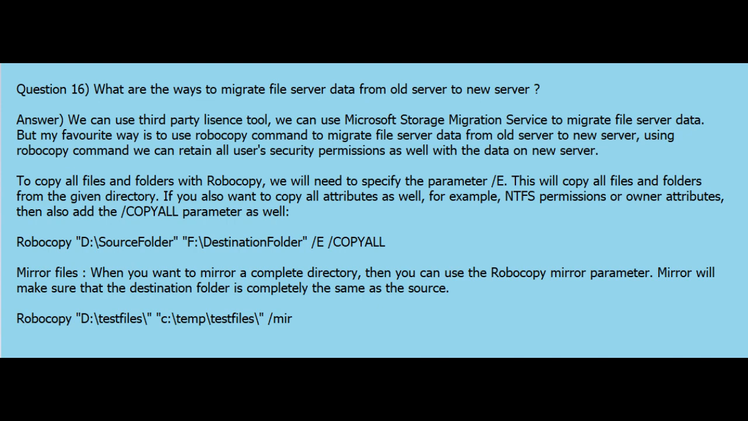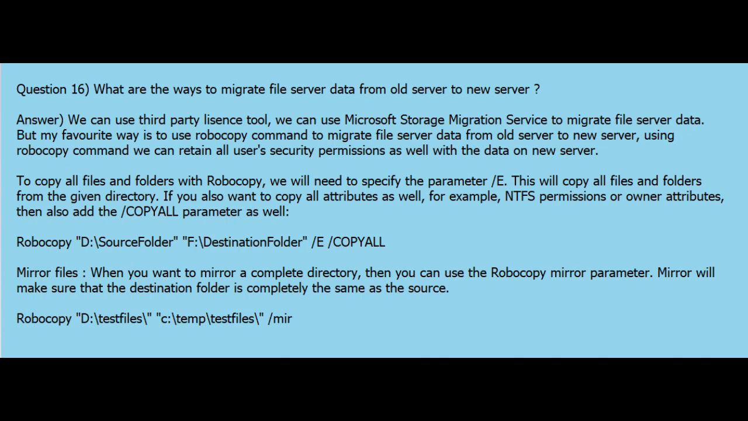If you also want to copy all attributes, for example, NTFS permissions or owner attributes, then also add the /copy:all parameter. Robocopy d:/source folder f:/destination folder /e /copy:all.